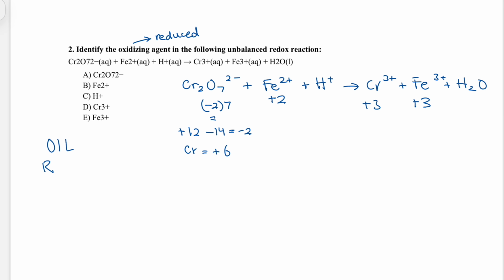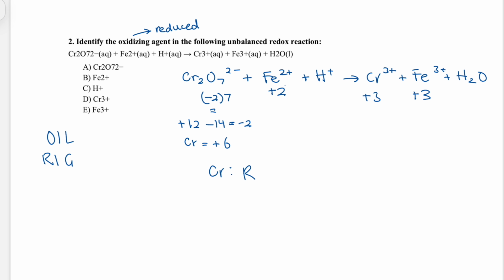You can use this trick, OIL RIG, which stands for oxidation is loss of electrons and reduction is gain of electrons. There's also another one, LEO the lion goes GER, but I think this one's a bit easier to remember. So oxidation is loss of electrons, and gain of electrons means it's getting more negative or less positive. So Cr went from +6 to +3. This is a gain of electrons because it's getting less positive.